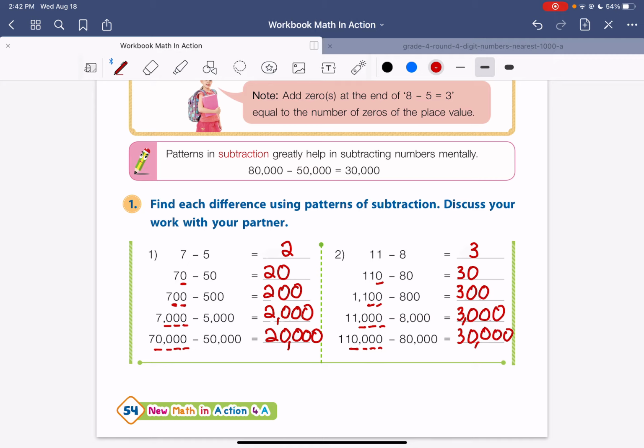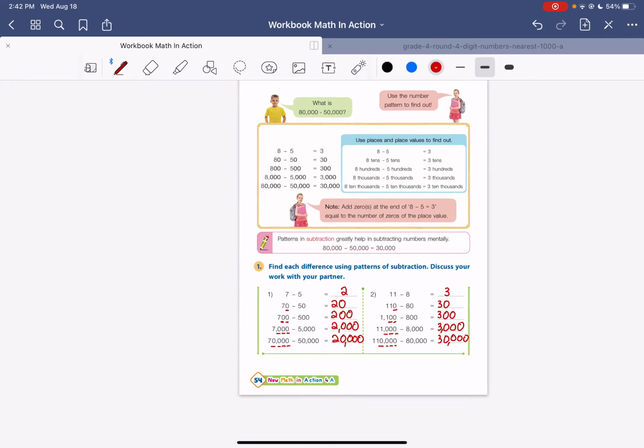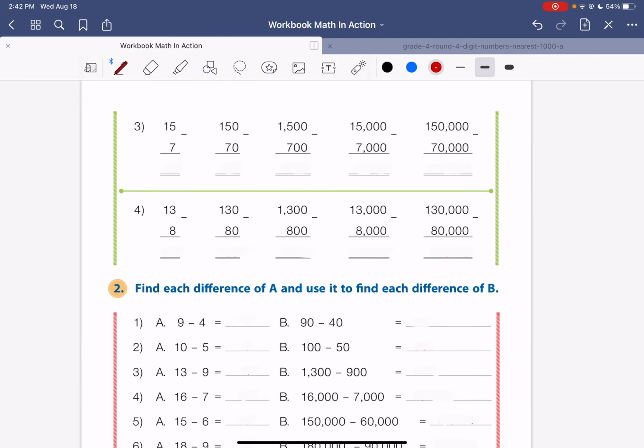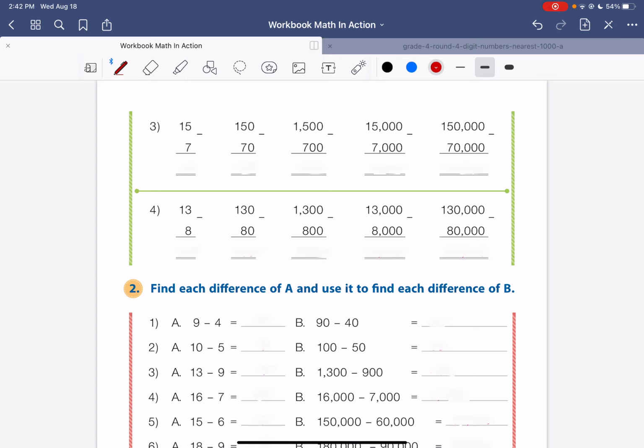All right. That's pretty good. So, again, we have patterns here. Number 3, 15 minus 7, we get 8. 13 minus 8, we get 5. So you're going to check how many zeros there are, and you're going to write in the rest. Okay, so homework is number 3 and number 4.